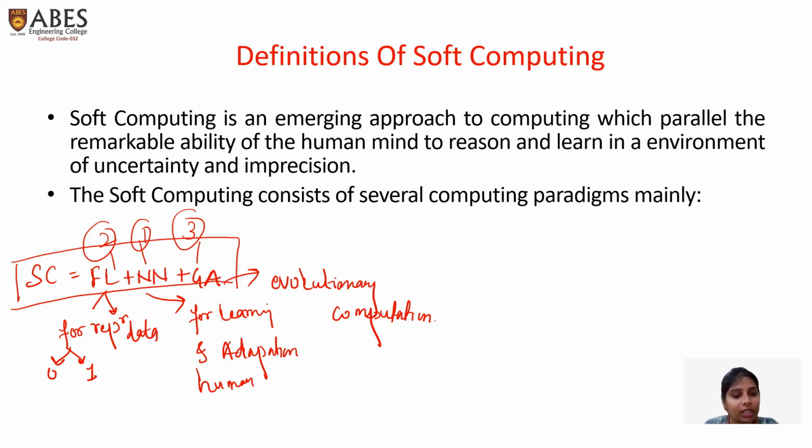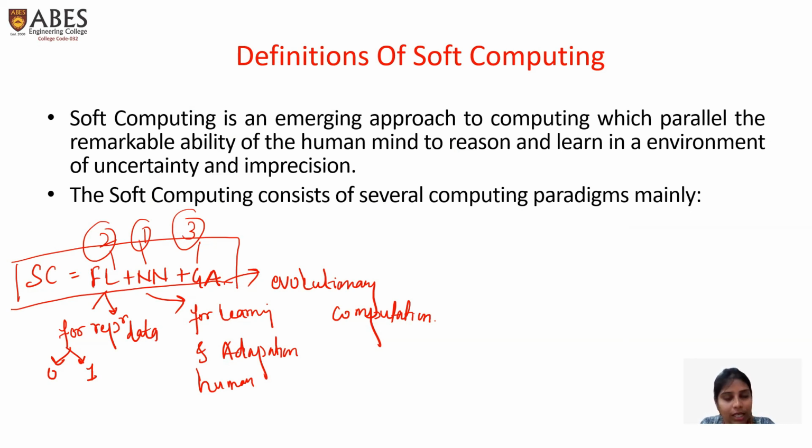First is neural network. It is used for learning and adaptation problems. For example, in human brains, neurons work. In the same way, the neural network also works in approximate models.